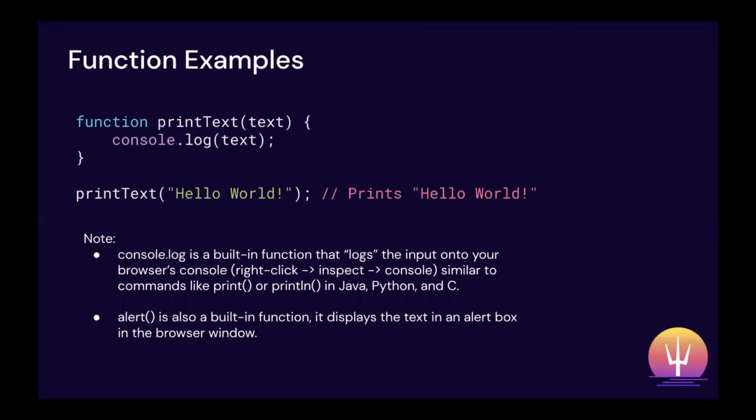So the first function example we have is pretty simple. We can just write a function to perform some action. And then when we call it with a string, it's going to print out that string.